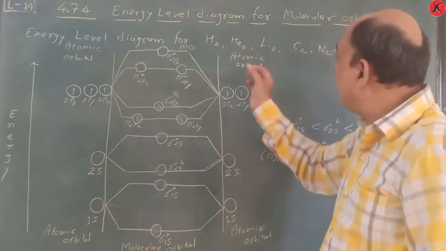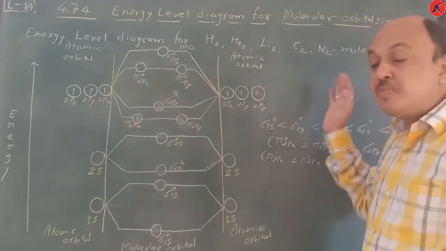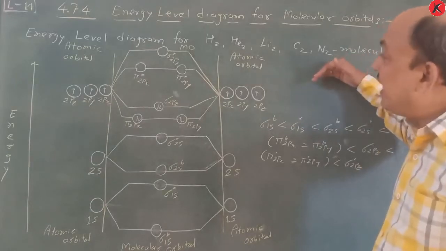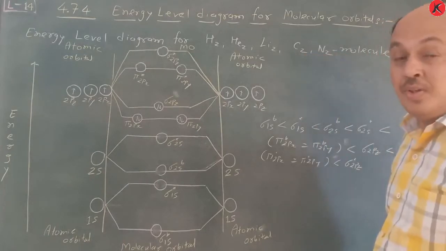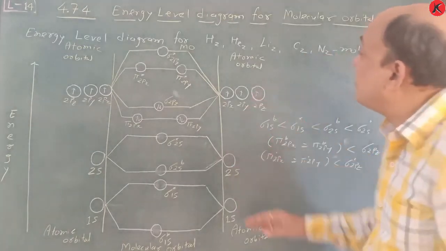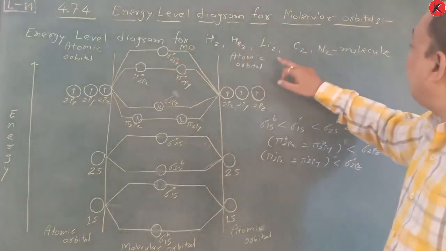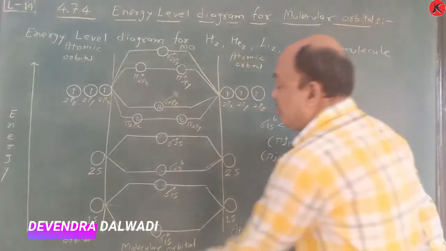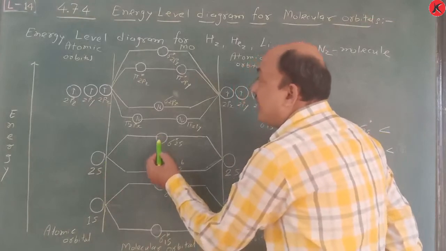Up to H2, He2, Li2, C2, N2, all these molecules are given in our textbook. But you are able to draw any diagram for atomic numbers 1 to 10. So this is the sequence of the energy level diagram for the H2, He2, Li2, C2 and N2 molecules. Draw it this way: 1s is like this, 2s is like this.